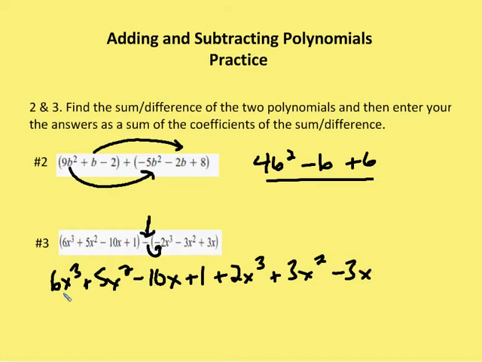So now I combine like terms. I have 3x cubed plus 2x cubed gives me 8x cubed, plus 5x squared plus 3x squared gives me plus 8x squared. Minus 10x minus 3x gives me minus 13x. And then I just have simply plus 1, and there's my answer.